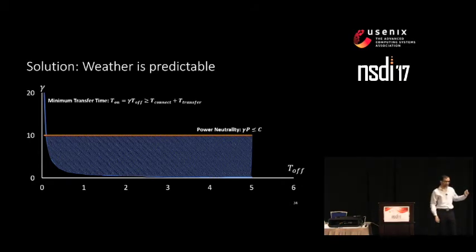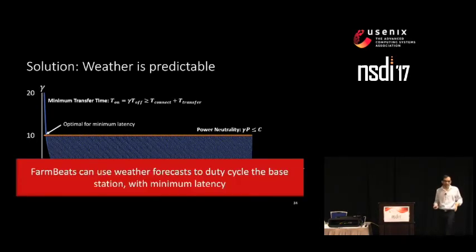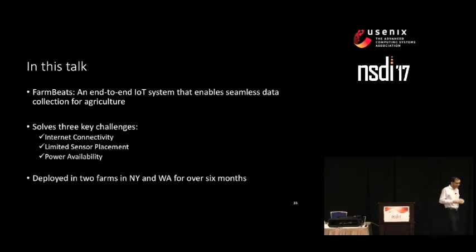The idea is that if you look at the x-axis, as you move towards 0 on the x-axis, the latency of your system decreases. Your system is off for less amount of time. So we want to pick an optimal set of parameters that minimizes this latency. What I've shown you is that we can use weather forecasts to duty cycle the system with the minimum latency. So this concludes the technical part of my talk. Of course, there's a lot more details, and I'd highly encourage you to read the paper for those.